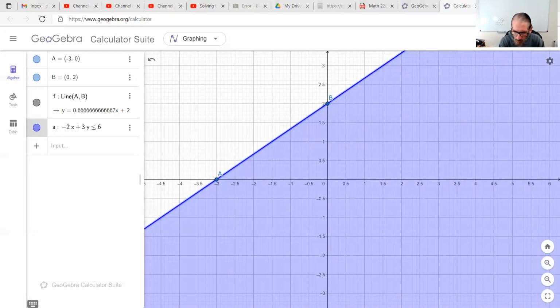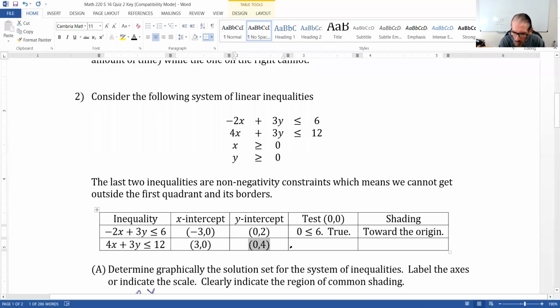All right, let's do similar work for the x and y intercepts of the second line. It also has an or equal to on the inequality symbol. So it's going to be solid. And when we put in 0 for x and 0 for y, we have 0 less than or equal to 12, which is a true statement. So once again, we will shade towards the origin.